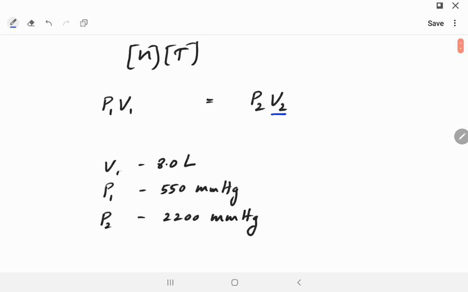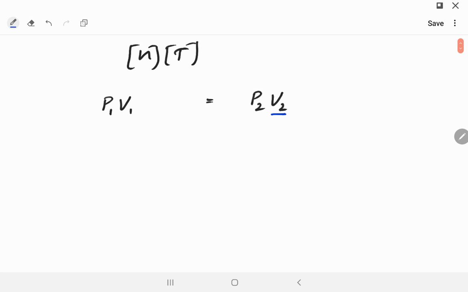Okay. Just plug the numbers. So what you need to know is that you need to solve this equation, Boyle's equation, for V2. Once you solve this equation for V2, that means you want to rewrite this equation as a function of V2.